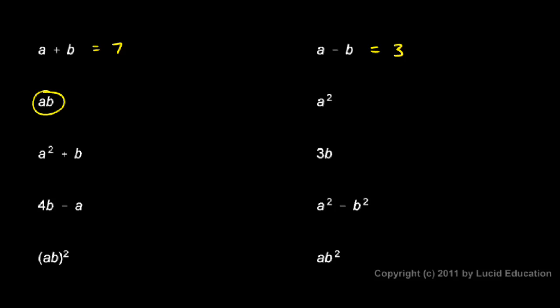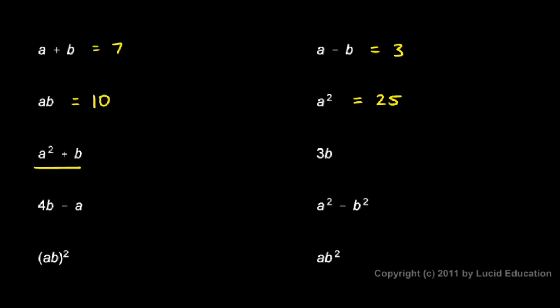Now over here, A times B. Well, again, A is 5 and B is 2. So instead of A times B, think 5 times 2. And 5 times 2 is 10. So 10 is the value of this expression. Here we have A squared. That's pretty easy. A is 5. So we have 5 squared, which is 5 times 5, or 25.